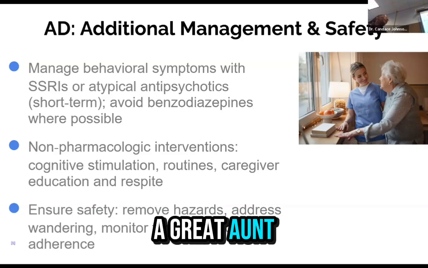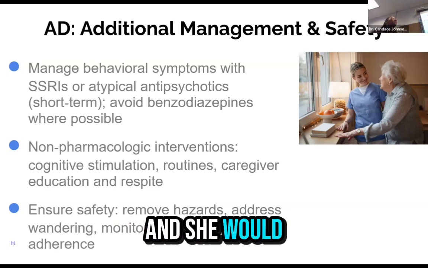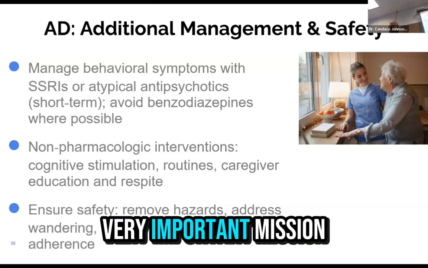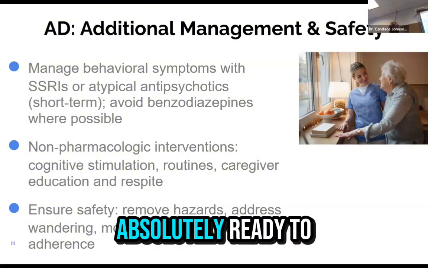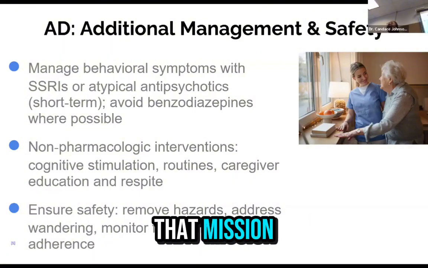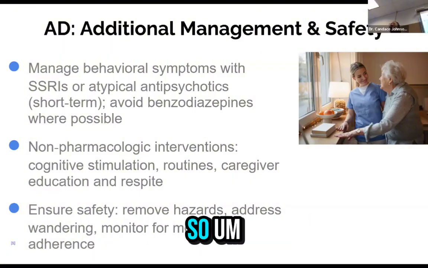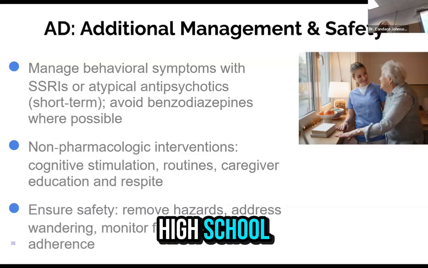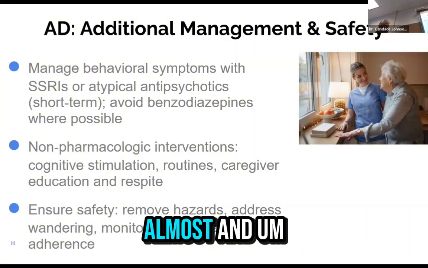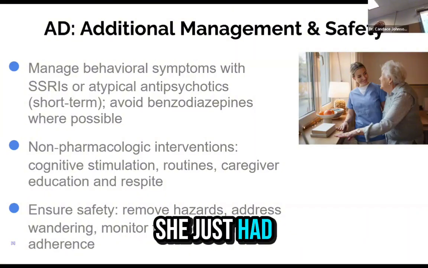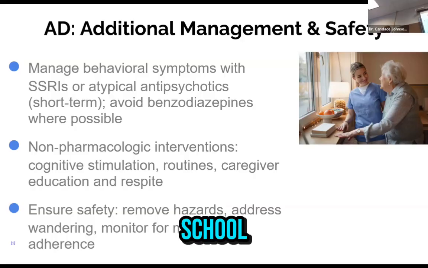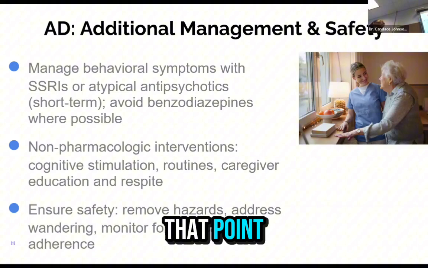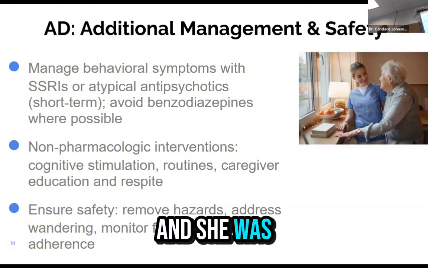I had a great aunt who had Alzheimer's, and she always had a very important mission with her purse on her arm, and she was absolutely ready to go and meet that mission. And we were just like, okay, so she's like, I've got to go to high school. She lived in the same town for nearly 100 years, and she just had it set on how she needed to go down to the high school because they were having an event at the high school. And she wouldn't have been to high school in over 70 years at that point, but she had her purse on and she was getting ready to go.